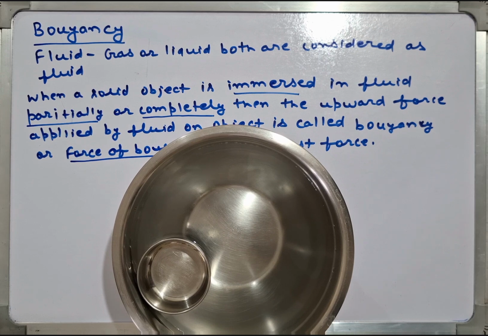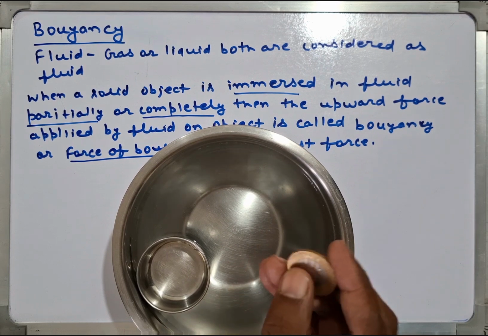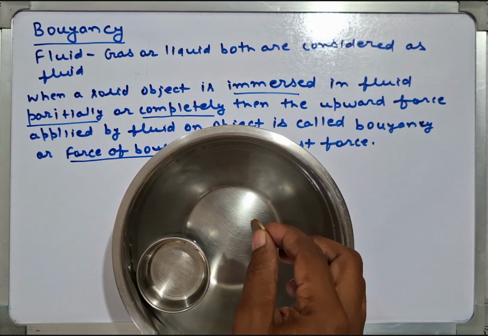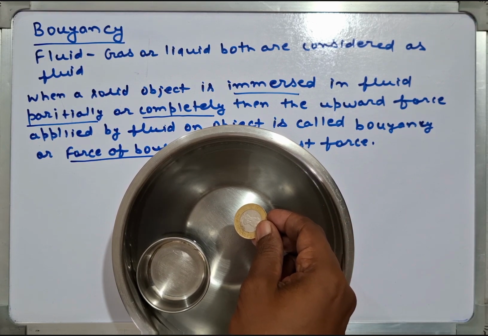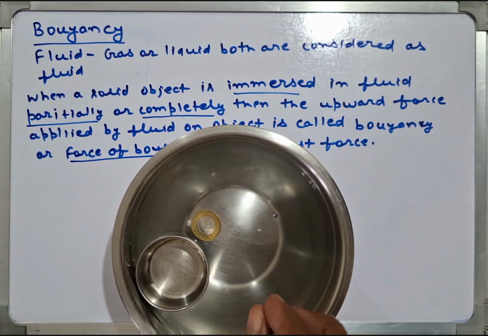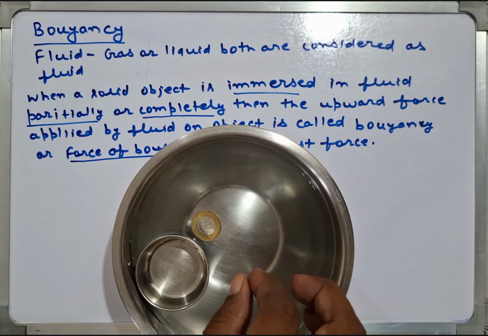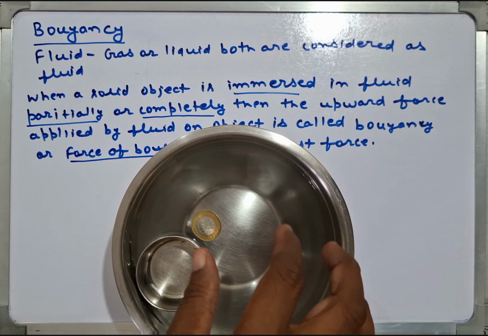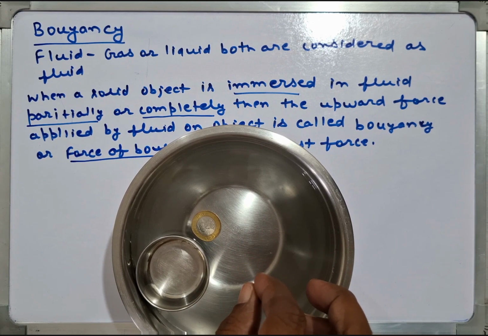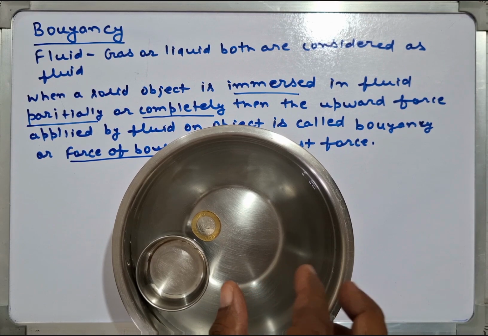Now see, this one is a coin, or a solid. How I leave it. See what happened. Now you notice the 10 rupees coin is settled at the bottom of this bowl. So this is a case of a completely immersed object in a liquid.